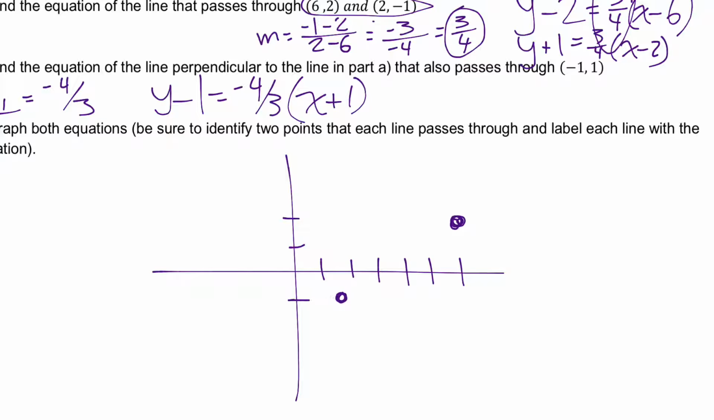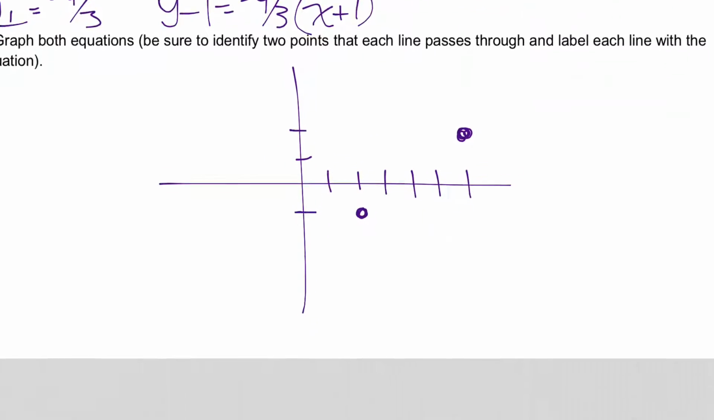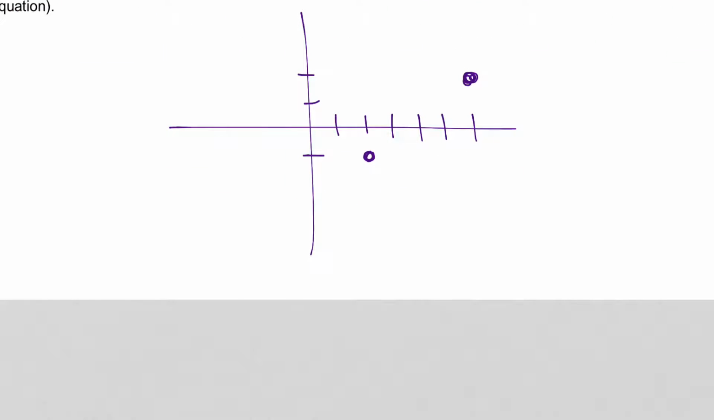That point should be at 2, -1. And I realized that because I looked at my slope and it didn't make sense. My slope was 3/4. So 1, 2, 3, 1, 2, 3, 4. That was my slope right there. So I can draw that line. And again, if I wanted to be more accurate, I could show another point. I could go, since I went up 3 and right 4, I could go down 3 and left 4, and that would also do it.